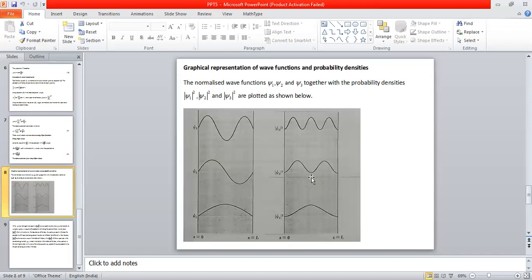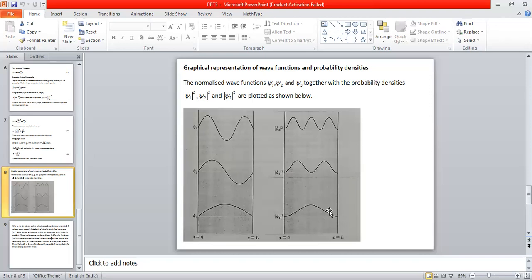Therefore, corresponding to n is equal to 2, we have three different places at which the probability of finding the particle is 0. One is at x is equal to 0, another is at x is equal to L by 2, and another is at x is equal to L itself. So we have three nodes here corresponding to the first excited state, n is equal to 2. Whereas at 1/4 of the distance from x is equal to 0, or 1/4 of the distance from x is equal to L, the probability of finding the particle is maximum. So at two different places, the probability of finding the particle is maximum.